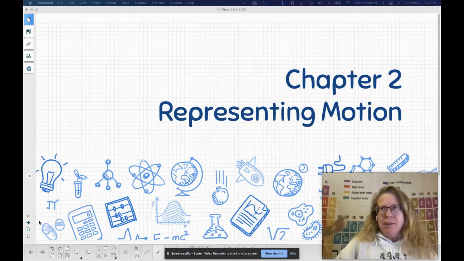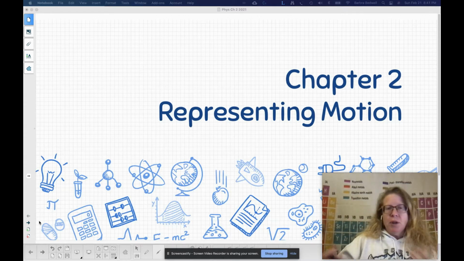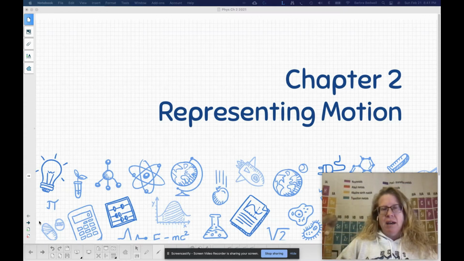But this is all about learning some of the ways in physics that we take actual objects and the way that they're moving in our real world, and trying to represent them in a more simplified fashion, just sort of on paper.